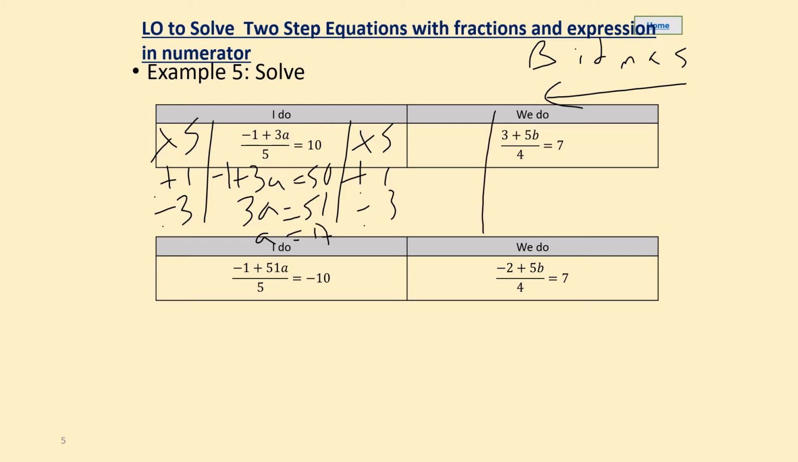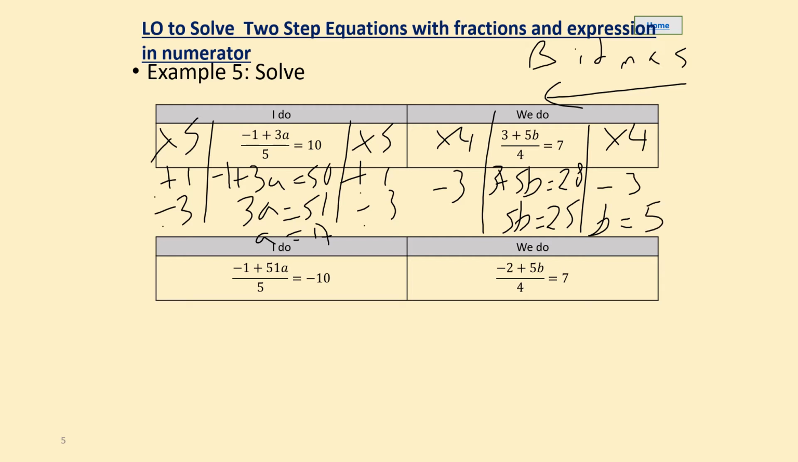So we'll do the we do. Yeah, multiply by 4 on both sides, because it's dividing by 4. 3 plus 5b equals 28. Yeah, we're going to subtract 3 from both sides. 5b equals 25. So b will equal 25 divided by 5, which is 5. Let's have a look at the I do.